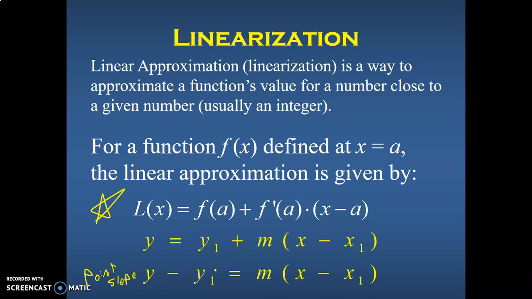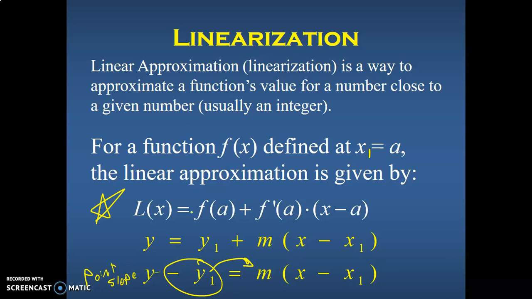y minus y1 equals m times x minus x1. For our linear approximation, our x1 value is a. So a is just x1. Our slope is the derivative of f, so f prime of x1 or f prime of a. And then f of a is just your y1 value. And instead of having y minus y1 on the same side, we just moved that y1 over.